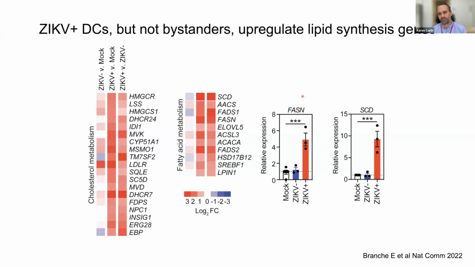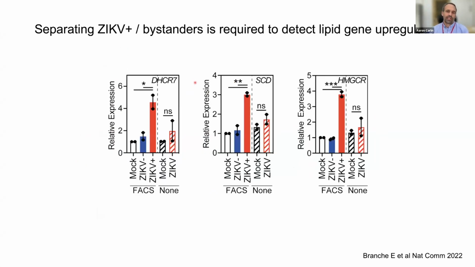These are two genes involved in fatty acid biosynthesis, FASN and SCD, where you only see upregulation in the infected cell population. And that's again true for genes like DHCR7 and HMG-CoA reductase. These are genes involved in cholesterol biosynthesis. And if you FACS separate them like we do, you clearly see that this is true: Zika virus positive cells show significant upregulation.